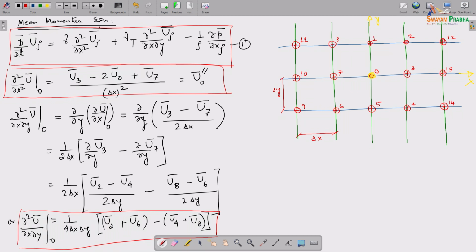Okay, and we got one more, which is the derivative of the pressure. You know, that should be easy now. So we can write it: if I am going to take it at 0, then this is in the x direction. So mean pressure at 3 minus mean pressure at 7, by 2 delta x.